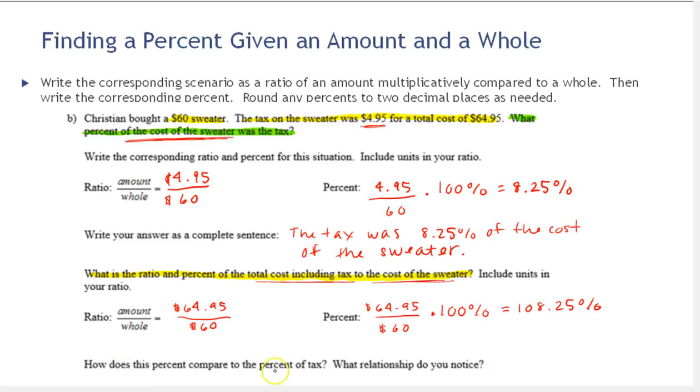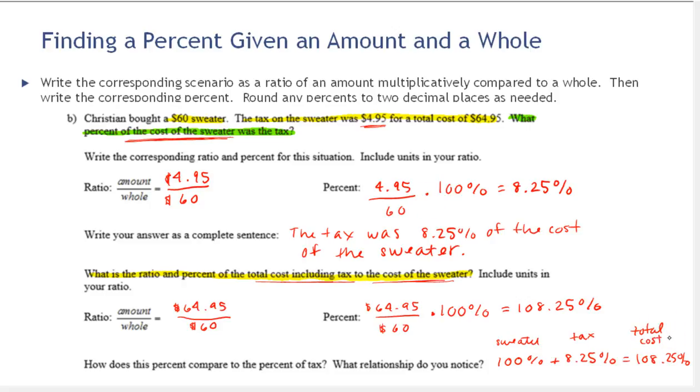So how does this compare to the percent of tax? What relationship do you notice? Remember the tax we found was 8.25%. So to find the total amount of the sweater, it's the cost of the sweater plus the cost of the tax gives us the total cost. So this was the sweater cost. Okay, so we paid 100% of the sweater cost. We paid 8.25% of the sweater cost in tax, and this gives us the total cost.